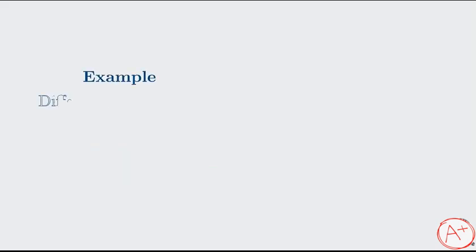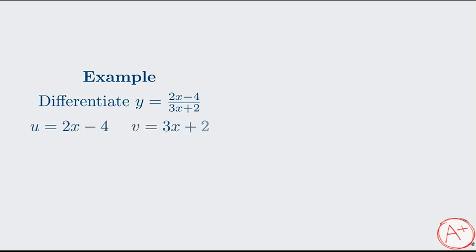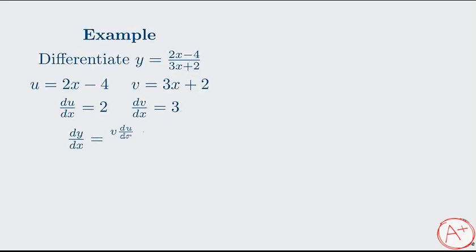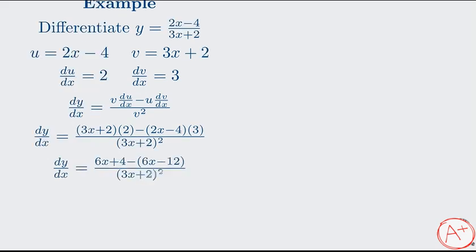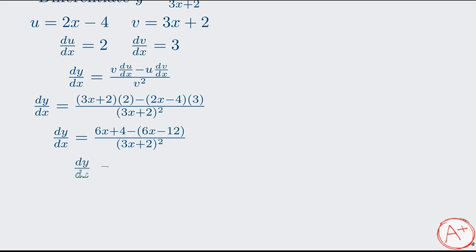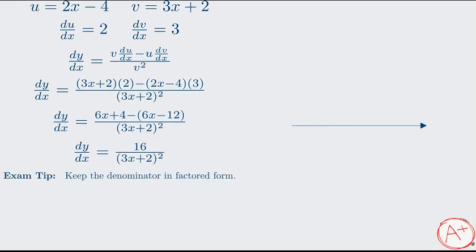Let us differentiate the quotient y equals 2x minus 4, divided by 3x plus 2. First, identify the numerator as u and the denominator as v. Find the derivatives of both. Now, apply the quotient rule. Remember, v times du dx minus u times dv dx, all over v squared. Expand the brackets in the numerator carefully. Subtracting the terms, 6x minus 6x cancels out, and 4 minus negative 12 becomes 4 plus 12. Notice we leave the denominator in its squared form.